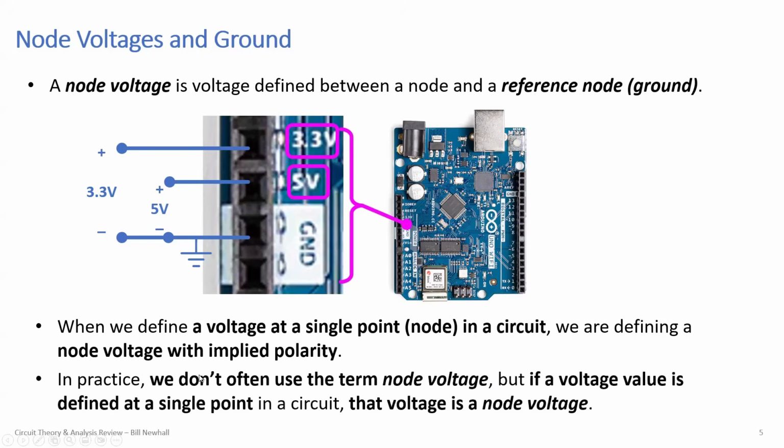In practice, you won't often hear electrical engineers after they get out of school talk about node voltages unless they need to clarify something. But they'll talk about voltage on a wire or at a wire, right? That implies that there's some ground node somewhere, so they're talking about a node voltage. So if a voltage value is defined at a single point, that's a node voltage.